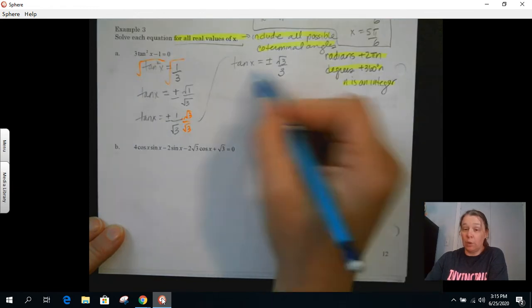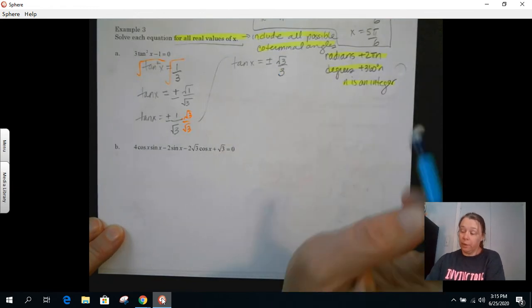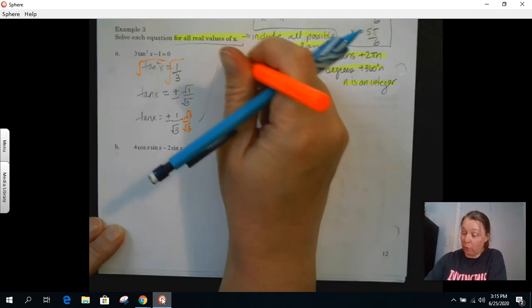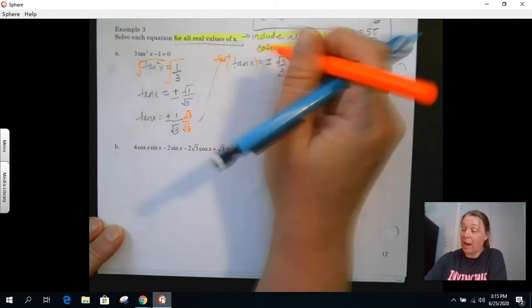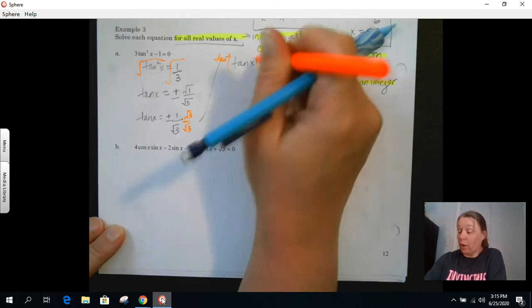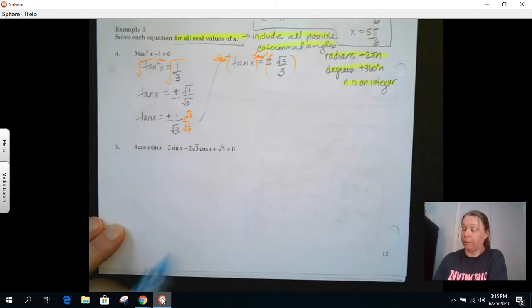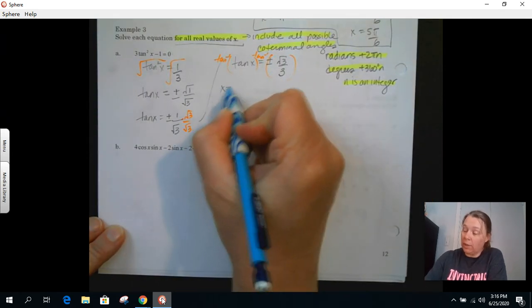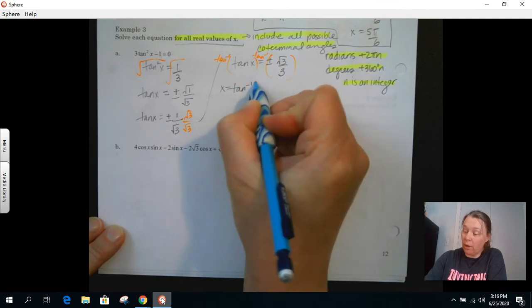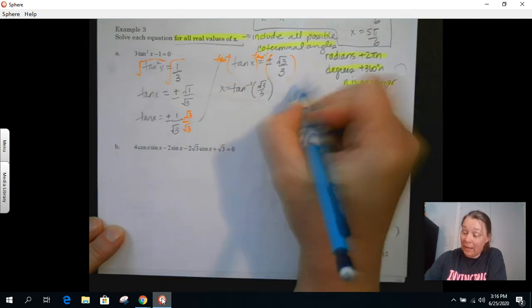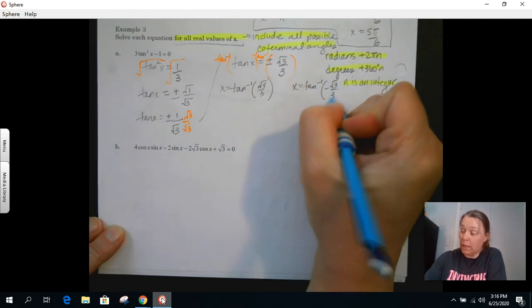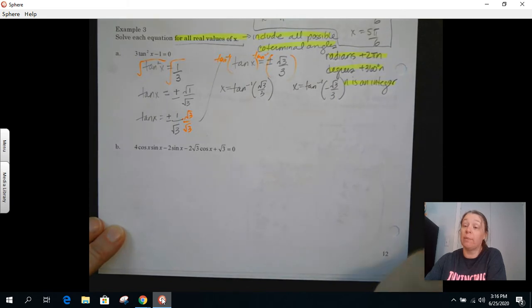So when you do this, when you take the inverse tangent, you want to take the inverse tangent of both the root 3 over 3 and the negative root 3 over 3. So you want to be careful that you're doing that and that you are including all the coterminal angles. Okay, so we're going to have x equals, and I'm going to write this out, the inverse tangent of root 3 over 3, and it has to equal the inverse tangent of negative root 3 over 3. You don't necessarily have to write out both of them. You just have to make sure that on the unit circle, you're looking for all of them.